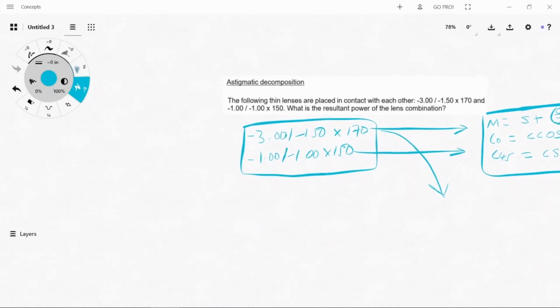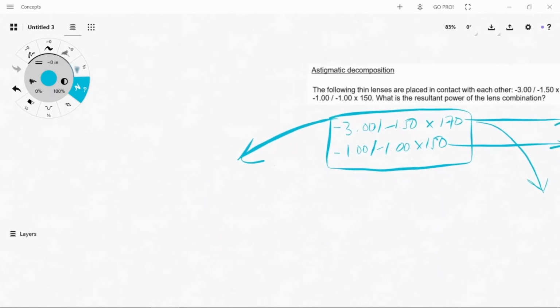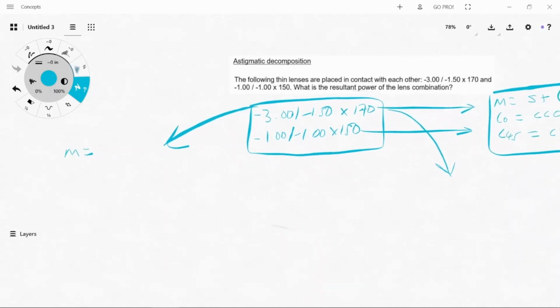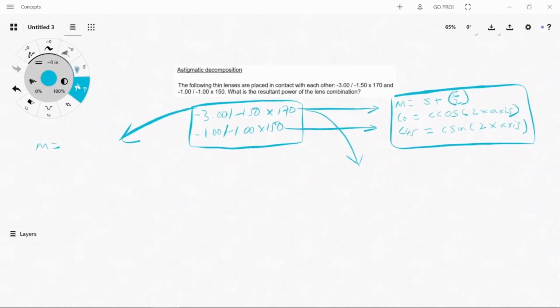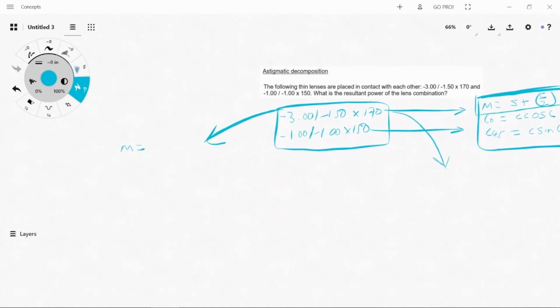So let's just start off with -3 first. -3, -1.50 at axis 170. If we look at this prescription to begin with, what we have is M. So we're looking at the formulas now. We're working out the first part of the formula, what M equals. So we have M equals the sphere, which is -3, plus half the cylinder, that's -1.50 over 2, which then equals -3.75.